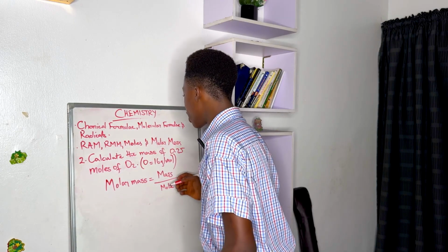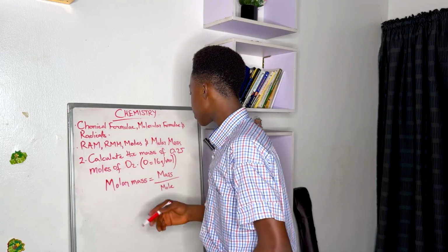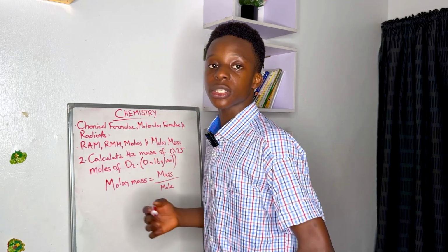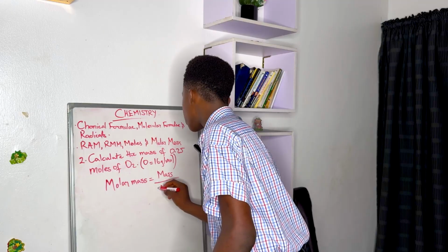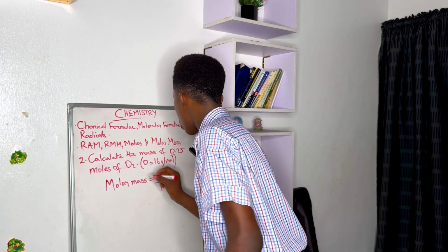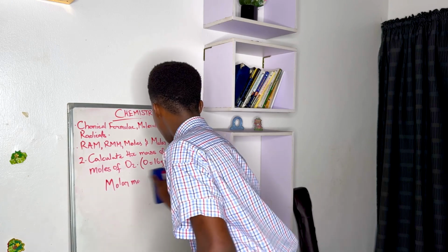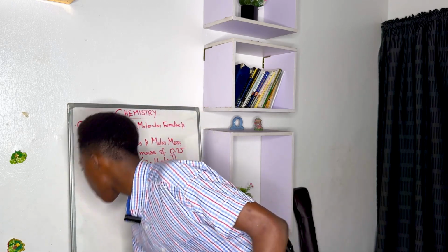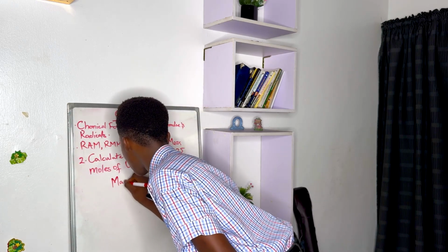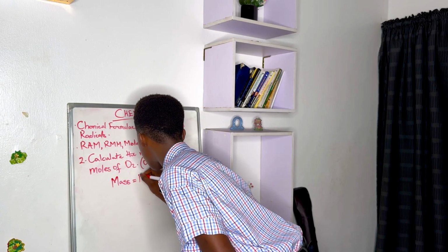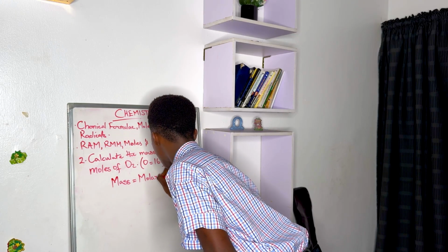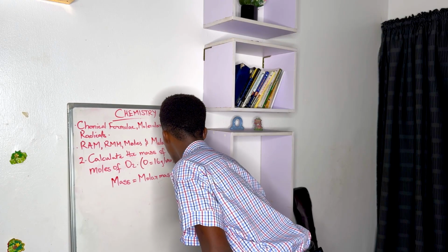They've given us the mole and they've given us molar mass, and we're looking for mass. What we need to do is to make mass the subject of the formula. To make mass the subject of the formula, I'm going to cross multiply mole with molar mass. So if we make mass the subject of the formula, to find mass, you have to multiply the molar mass by the mole.